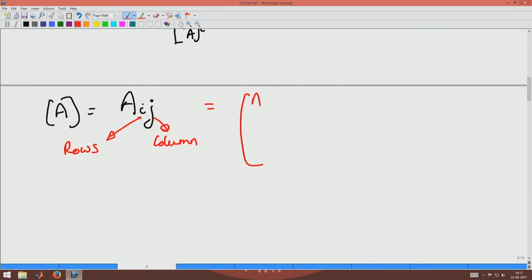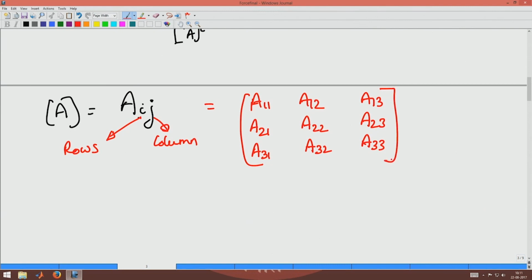So, this would have been A11 because I am in the first row, first column, and A12 because I am in the first row, second column, and A13 because I am in the first row, third column here. Similarly, it will be A21, second row first column, A22, A23, A31, A32 and A33. This matrix in short form is written as Aij.